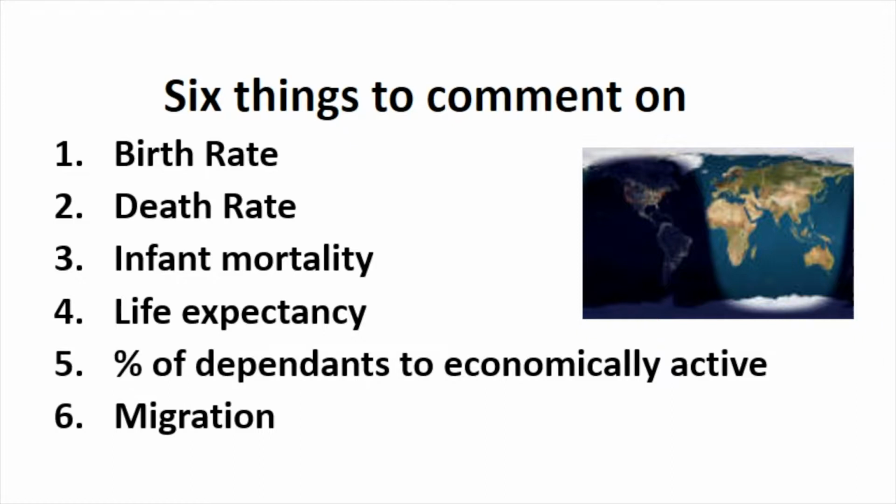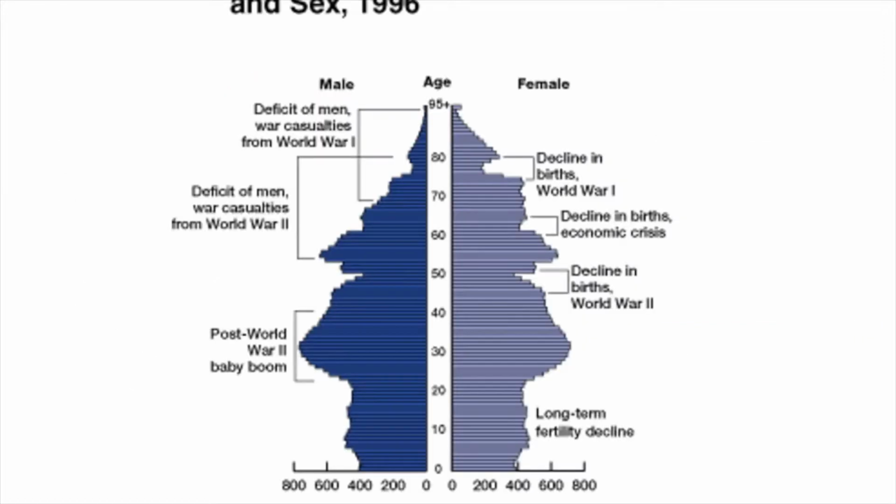We can interpret at least 6 things. On this figure, we are talking about the Germany population by age and sex in year 1996. On the left-hand side is the male population. On the right-hand side is the female population. And the population that is shown is population in thousands.